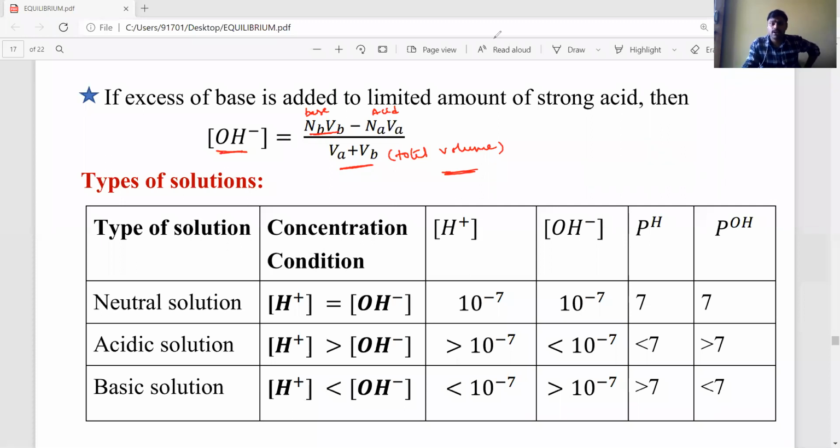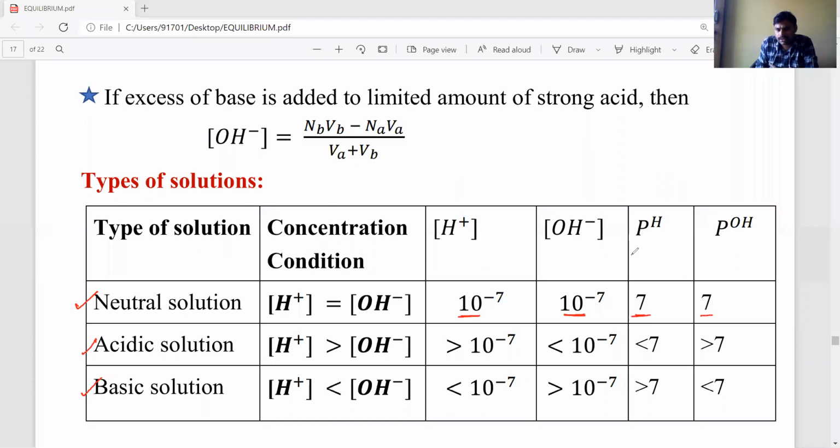Now based on the pH scale, solutions are divided into three types. What are those three types of solutions? Neutral, acidic, and basic solutions. For neutral, the H+ ion concentration is equal to the OH- ion concentration, which is 10 to the power of minus 7, and OH- ion concentration is also 10 to the power of minus 7. pH is equal to 7.